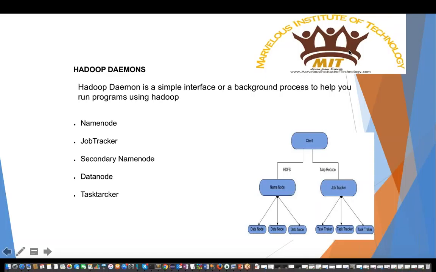When the name node restarts, what will it do?